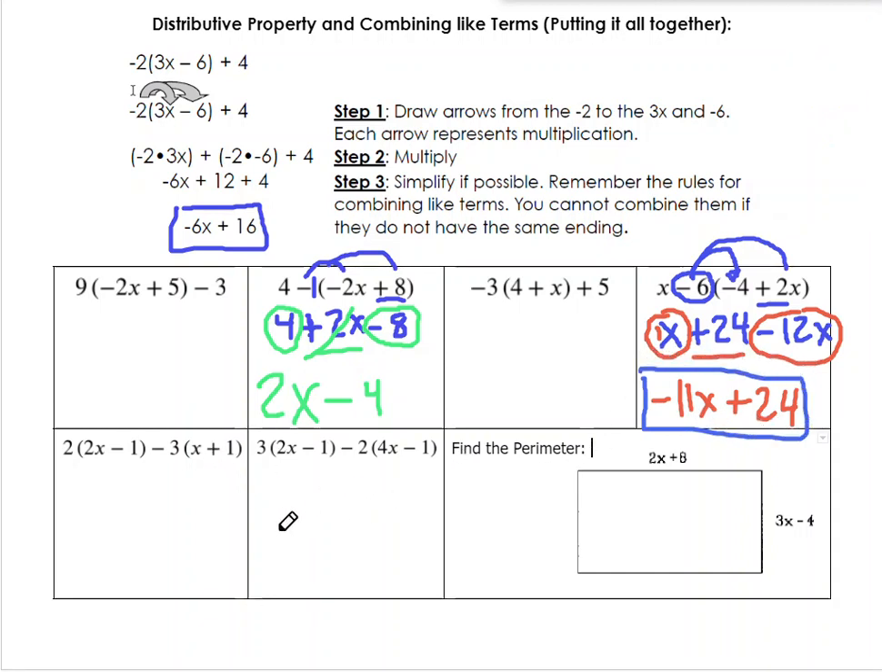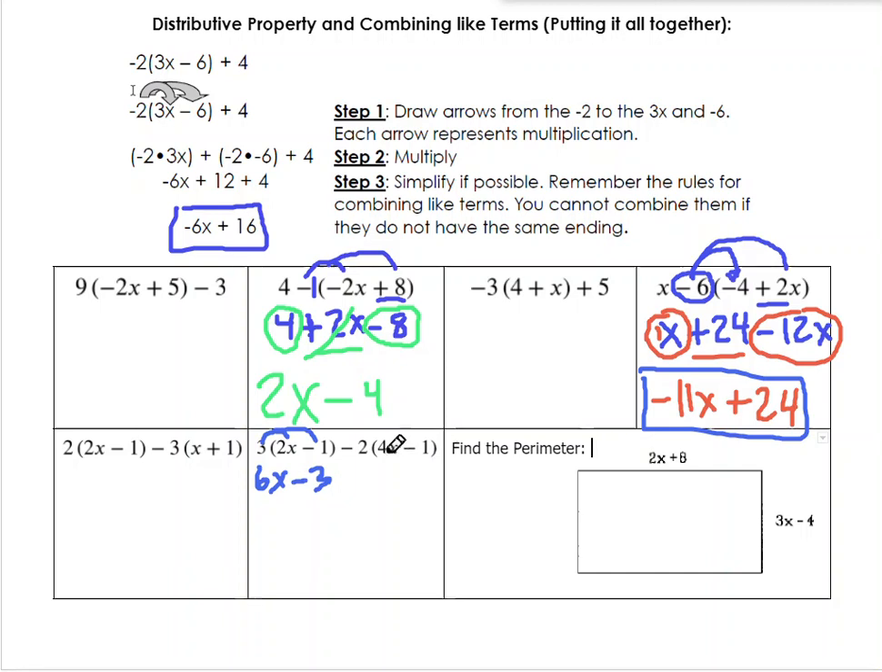Let's do one of these two down here. Let's do this bottom one kind of in the middle. This one here. Let's try it out. So I see I have two sets of parentheses. That's a little different, but we're going to do the same thing. We're going to distribute first and then combine like terms. So I'm going to distribute, take this 3, and I'm going to multiply it to both things here, right? 3 times 2x gives me 6x. 3 times negative 1 gives me negative 3.